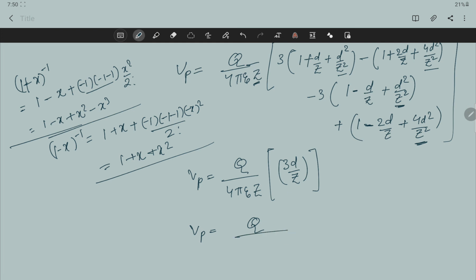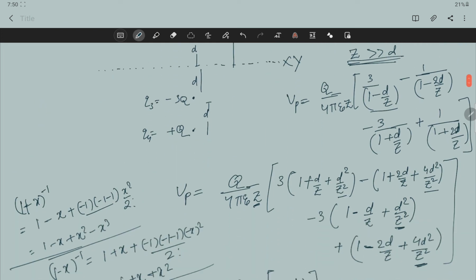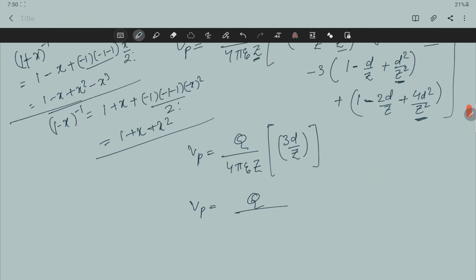So this is the dominating term under this approximation. Under the approximation that z is very large compared to d, we are getting this. So this is Q by 4 pi epsilon naught times 3d by z square. So this is the potential we are getting.